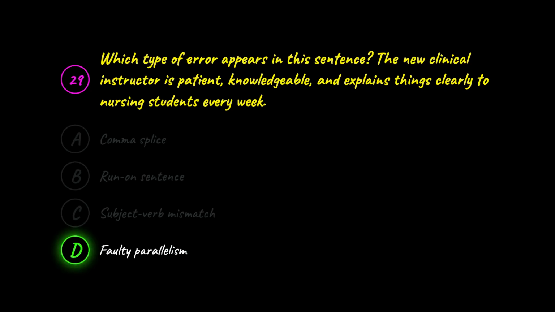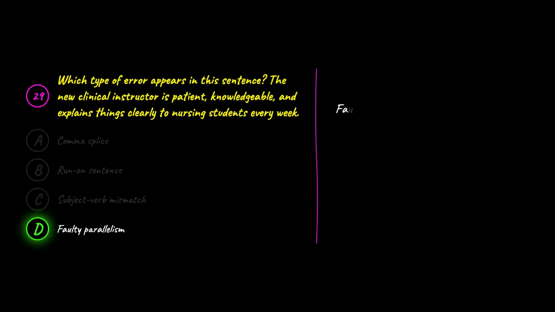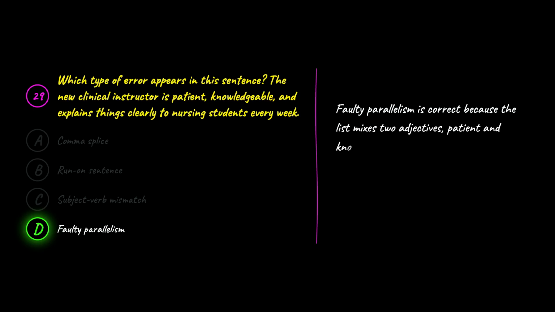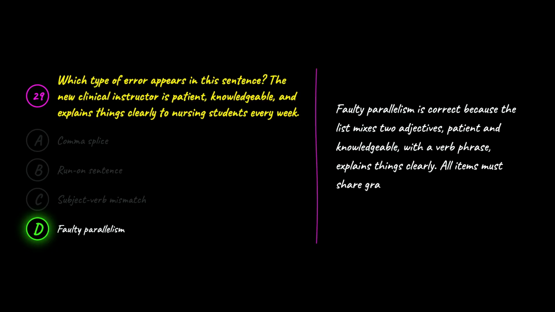The correct answer is D, faulty parallelism. D is correct because the list mixes two adjectives, patient and knowledgeable, with a verb phrase, explains things clearly. All items must share grammatical form, so a third adjective, such as clear, would fix it.